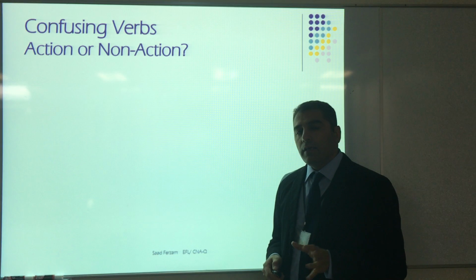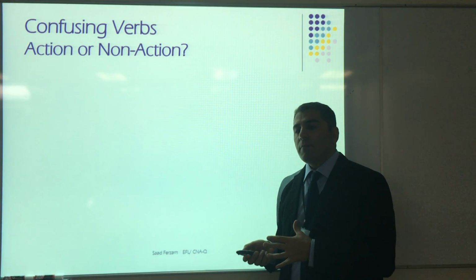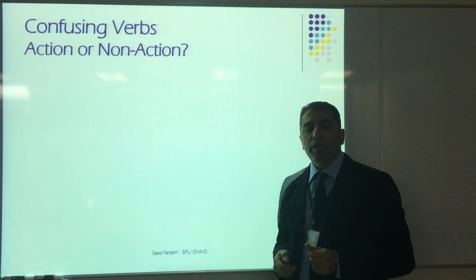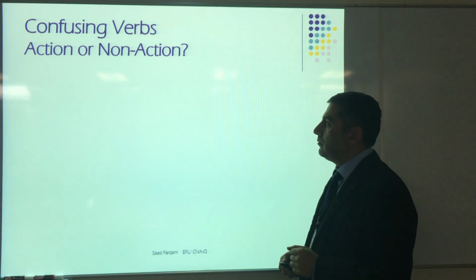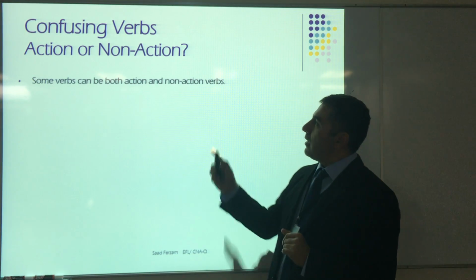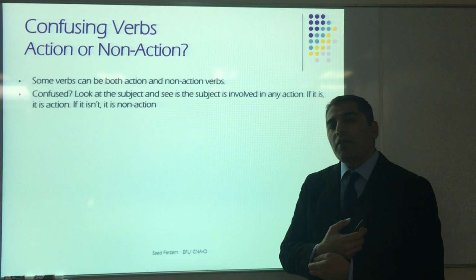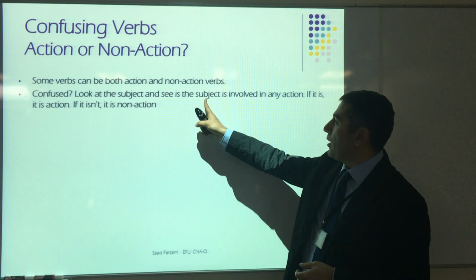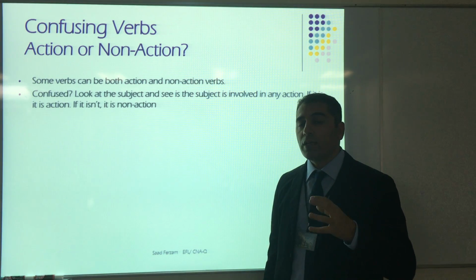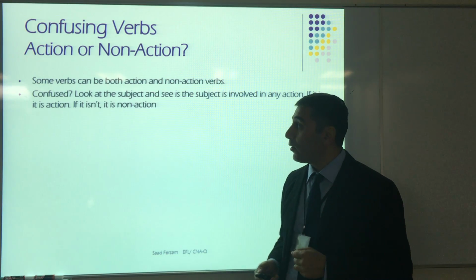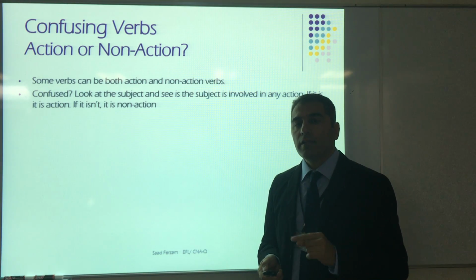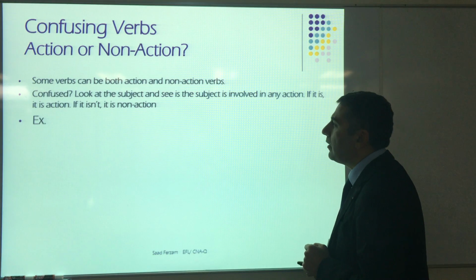Now, sometimes it gets confusing. Is this verb that I'm looking at action or non-action? Is it stative or is it dynamic? What would I do in that scenario? Some verbs, like we said, can be both action or non-action. If you're confused, look at the subject and ask yourself, is the subject really involved in any action? Is the subject really moving or doing something or not? If it is, it's an action verb, like any other normal verb. If it's not, then it's a non-action verb. Let's look at some examples here.